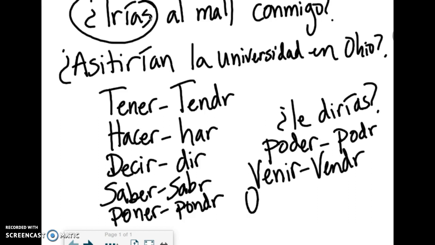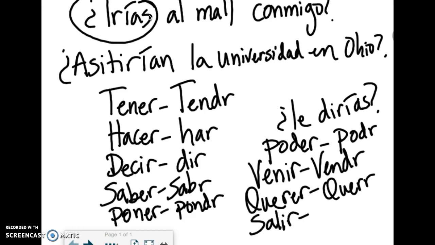Oh, querer. Would you want to do something? Becomes querr-. Okay, so that's 1, 2, 3, 4, 5, 6, 7, 8. Una más. Salir, to leave or to go out. Would you go out with him? Becomes saldr-.